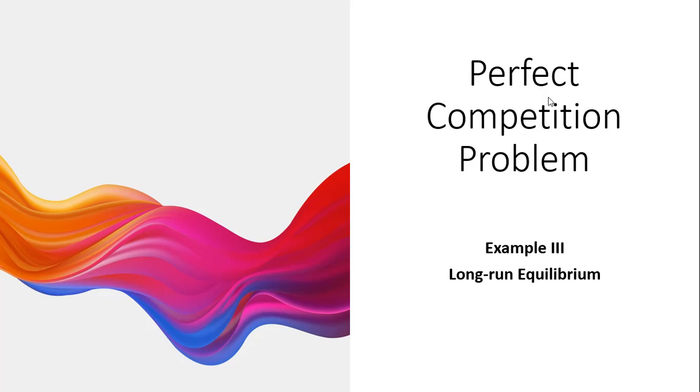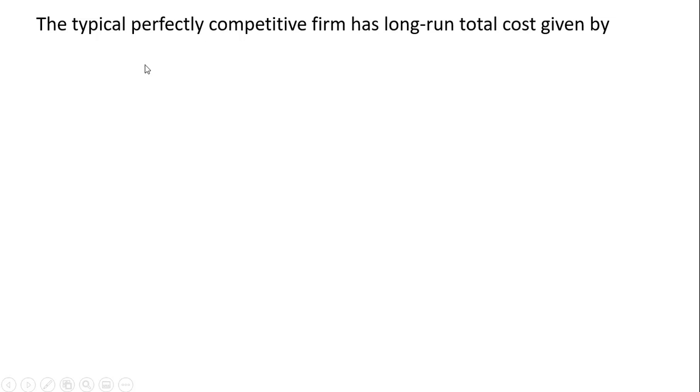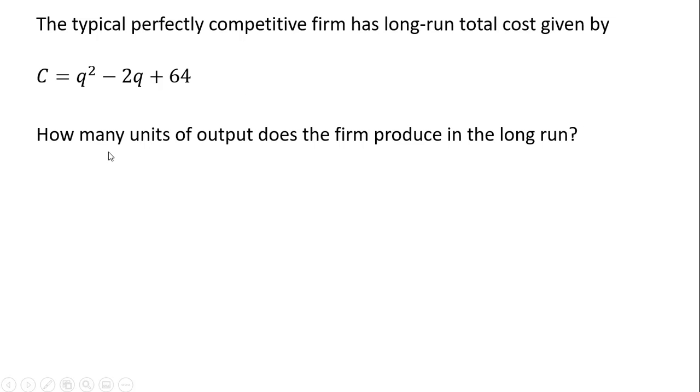Hello, in this video we're going to do another perfect competition problem, this time looking at long-run equilibrium. The typical perfectly competitive firm has a long-run total cost given by the following equation. We want to find how many units of output this typical firm produces in the long run.